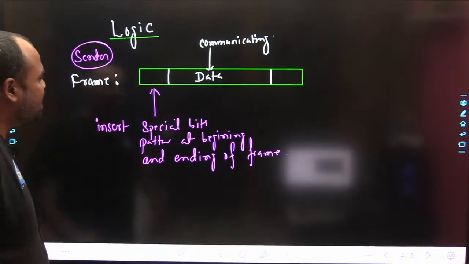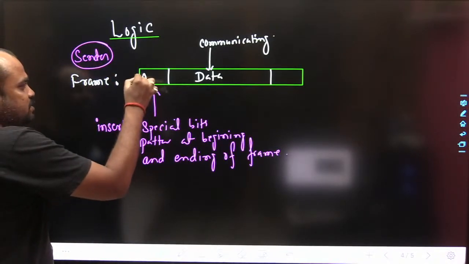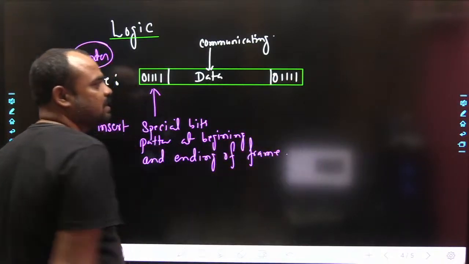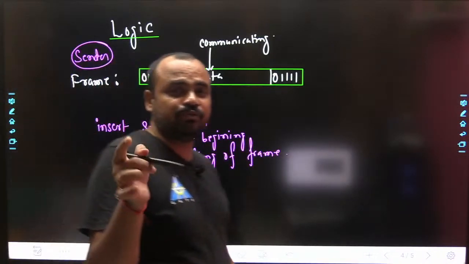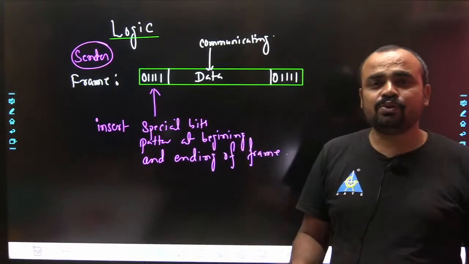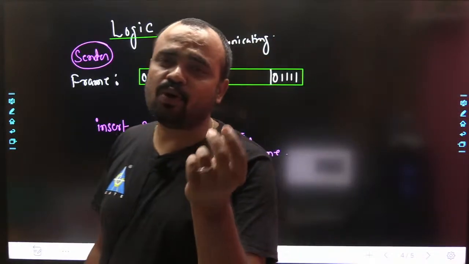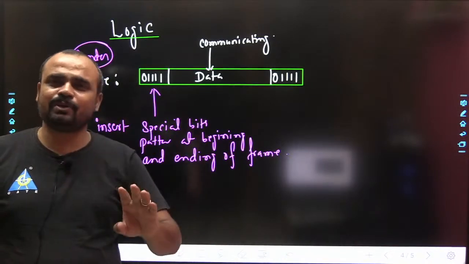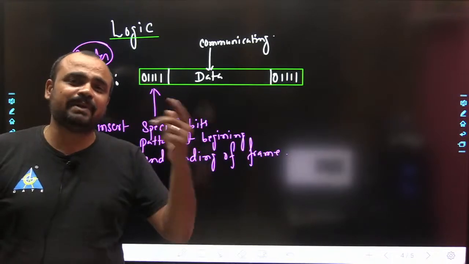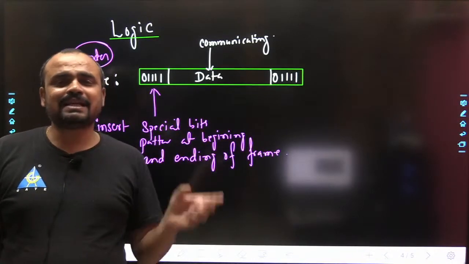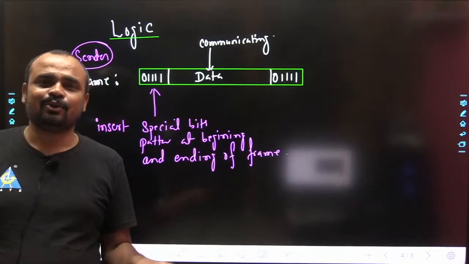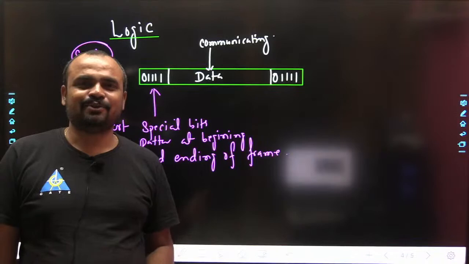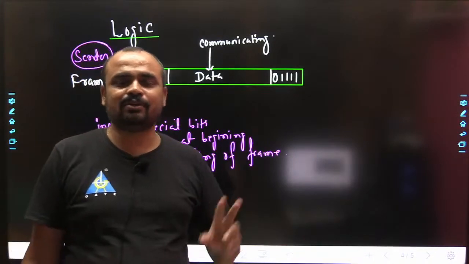So suppose we have introduced the special bit pattern like this: 0 followed by 4 ones, and 0 followed by 4 ones. As I told you, whatever logic you wish to implement inside the frame, you have only two parameters, 0 or 1. You can repeat 0 any number of times, you can repeat 1 any number of times, not a problem at all. But whatever additional bits you introduce inside the packet, you have only two parameters, 0 and 1.